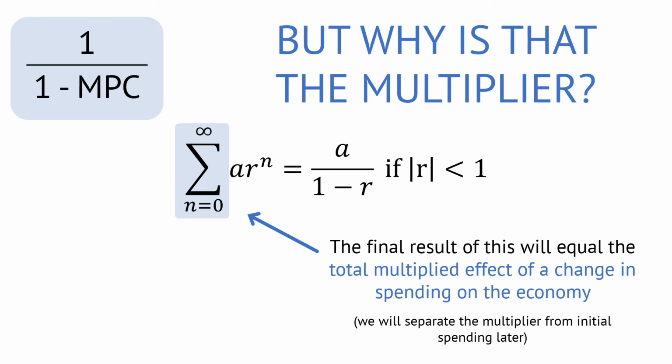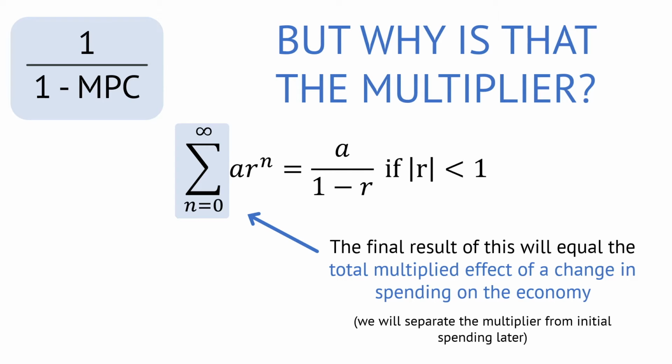And so when we get to this end part here, what that is saying is that the final result of all this is going to equal the total multiplied effect that's going to be had on the economy as a whole, right? That's what the final sum of this series is going to give us.